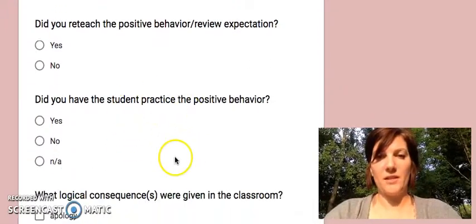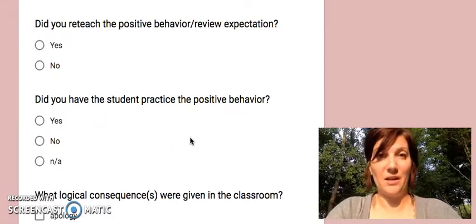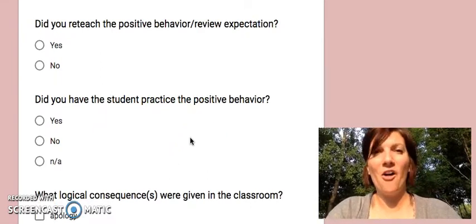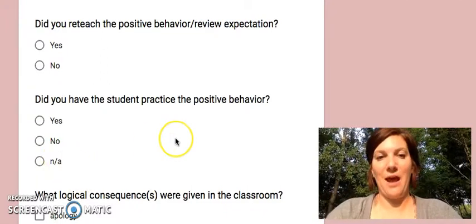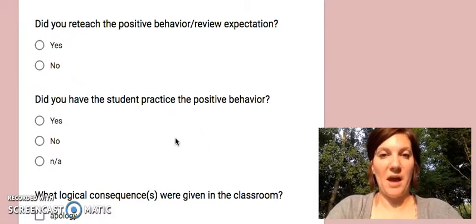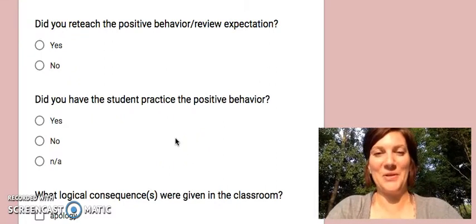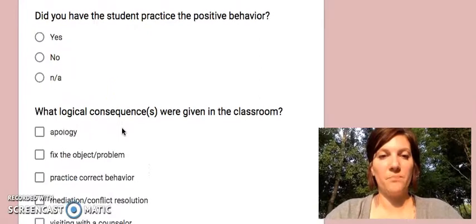Did you practice the positive behavior? Now, do we need to practice bringing a pencil to class? No, all the time practicing isn't going to work, so sometimes we'll need to put not applicable there. Sometimes, the pushing and shoving when coming back to the lunchroom, I don't know why that's my go-to example, but that's something that can be practiced, and so just fill that out accordingly.